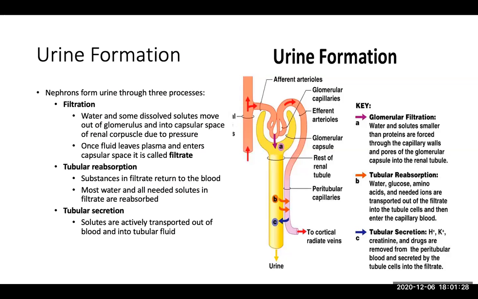Urine is formed through three processes: filtration, tubular reabsorption, and tubular secretion. Filtration occurs in the glomerulus, where water and solutes will move out of the glomerulus and into the capsular space. Once the fluid leaves the plasma and enters the capsular space, we call it filtrate. Tubular reabsorption is when substances in the filtrate are returned to the blood. Most water and all needed solutes in the filtrate will be reabsorbed back into capillaries. And tubular secretion is when solutes are actively transported out of the blood back into the tubular fluid to be excreted as urine.